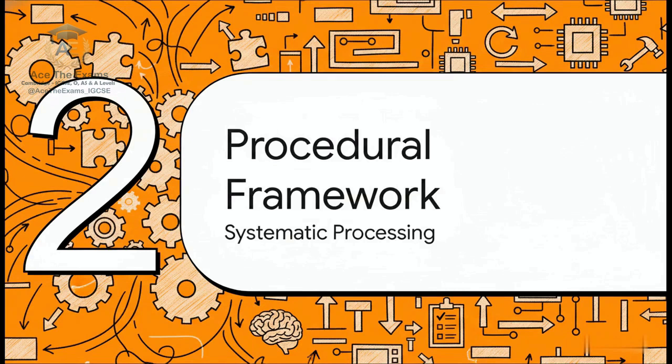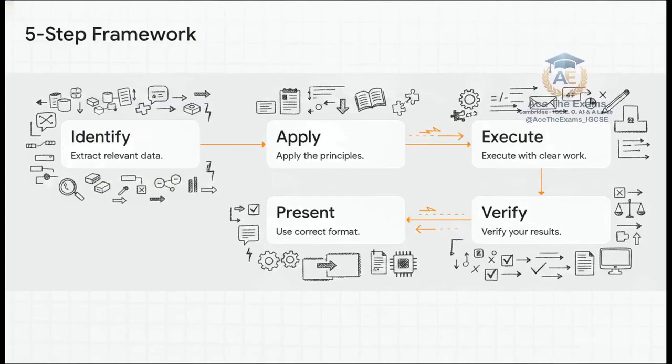Moving on to Section 2, the procedural framework. Now that we know what not to do, let's look at the actual tools required for systematic processing. We are going to reveal the strategy that guarantees you hit those command words perfectly. Complex interrupt problems cannot be solved by just staring at the paper and hoping for inspiration. They require a strict, repeatable method.